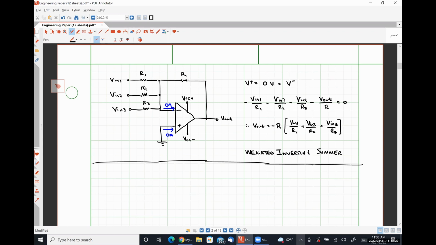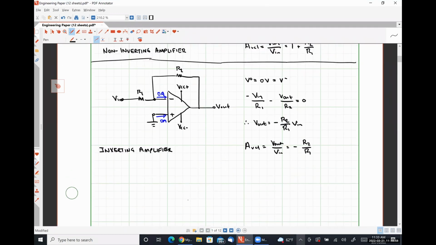So, for example, if you want Vn1 to be scaled by a factor of 1/2, then R1 needs to be half as large as R. If you want Vn2 to be scaled by a factor of 5, then R needs to be 5 times larger than R2.